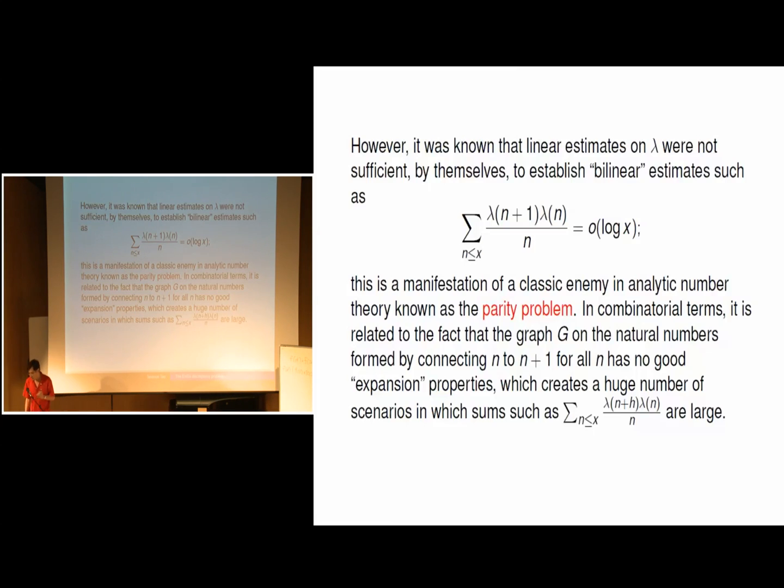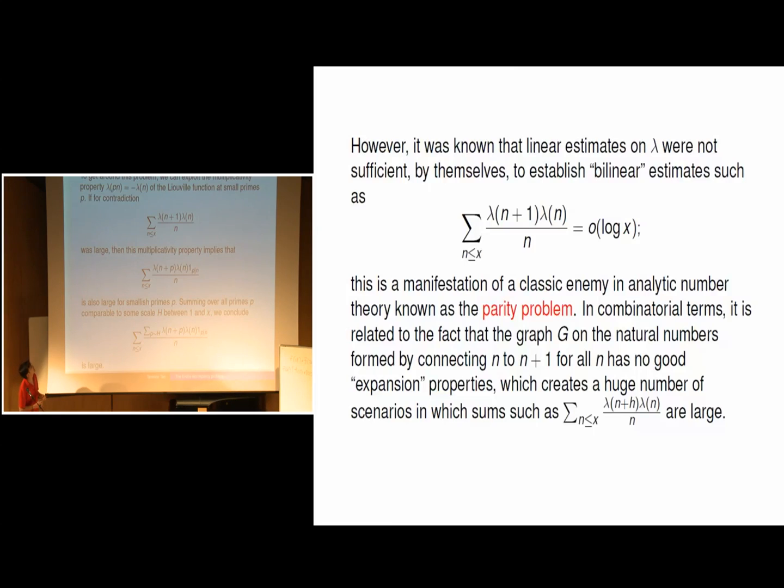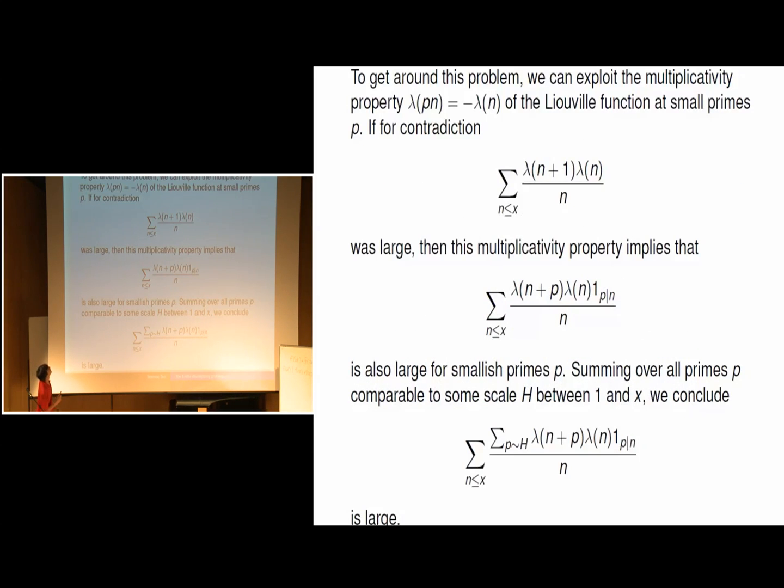Okay, but lambda is not a completely arbitrary sequence. It has an additional property. It is multiplicative. And so you can use that. Okay, so lambda is multiplicative on primes. For any prime p, lambda of p times n is minus lambda of n. Remember, lambda of n is just minus 1 to the number of prime factors of n. So if you add one more prime, you flip the sign. So you can play with that.